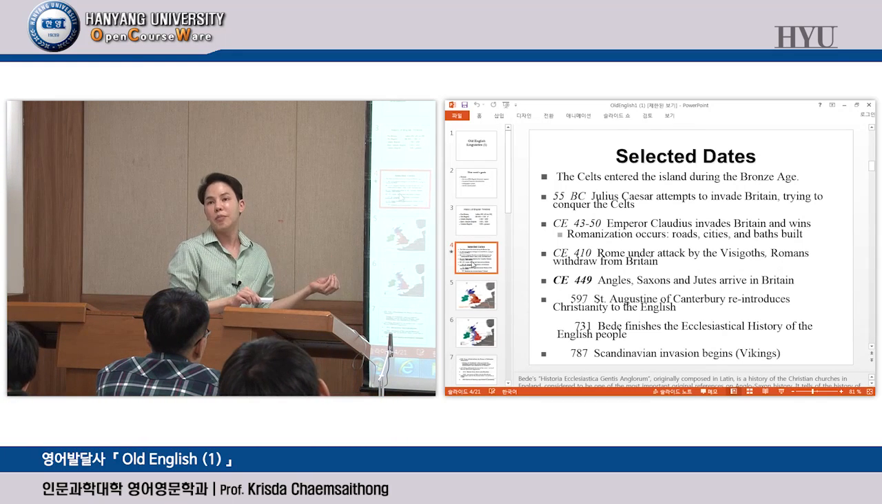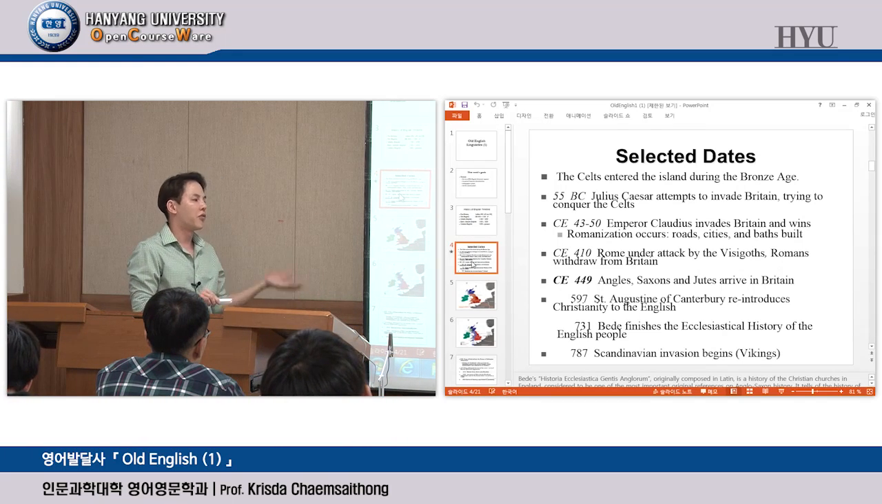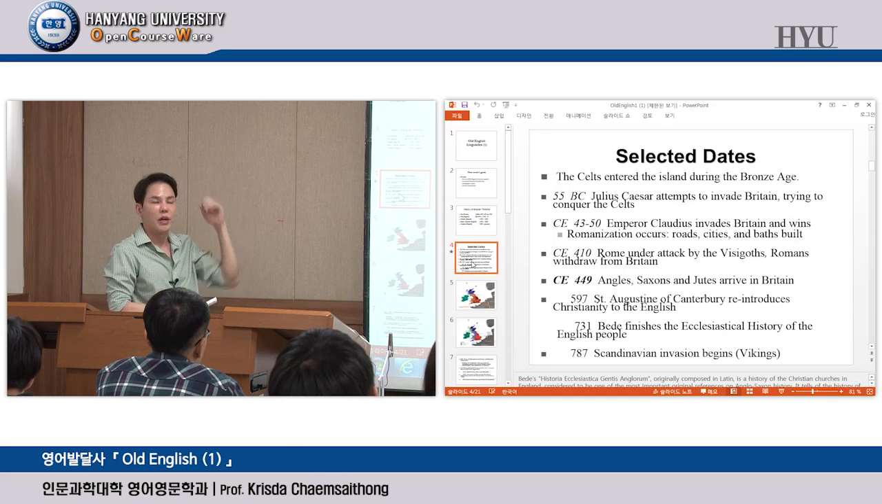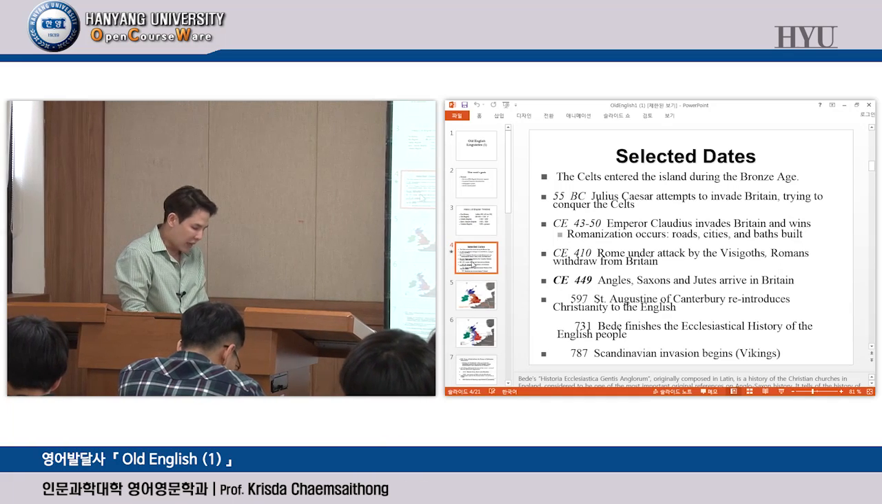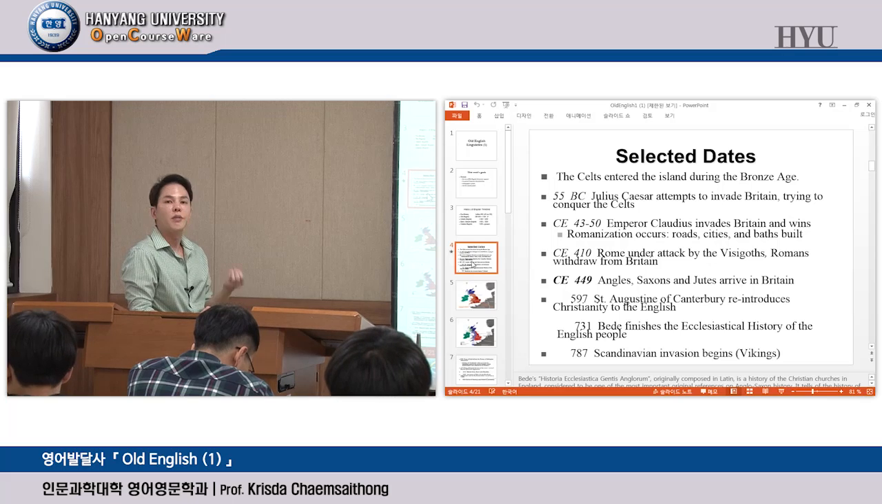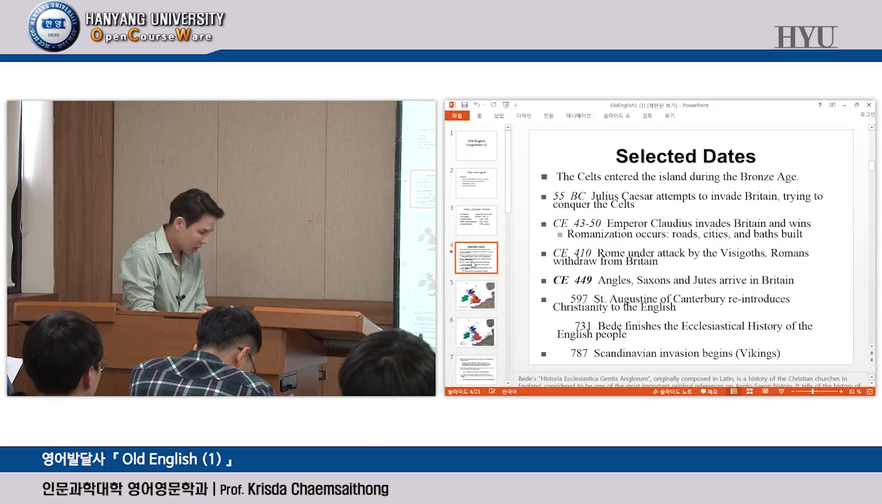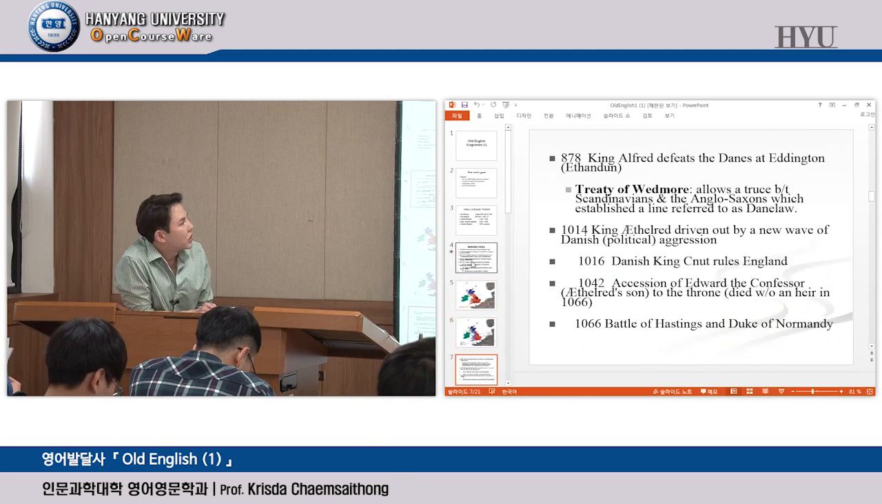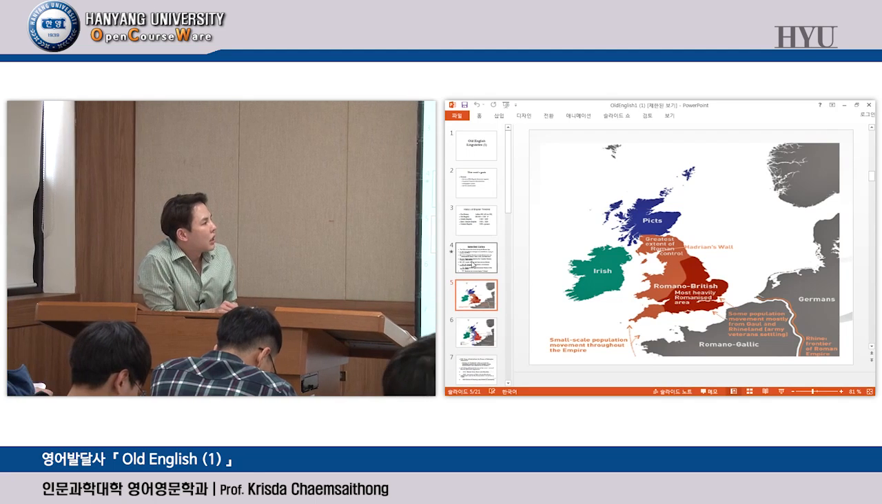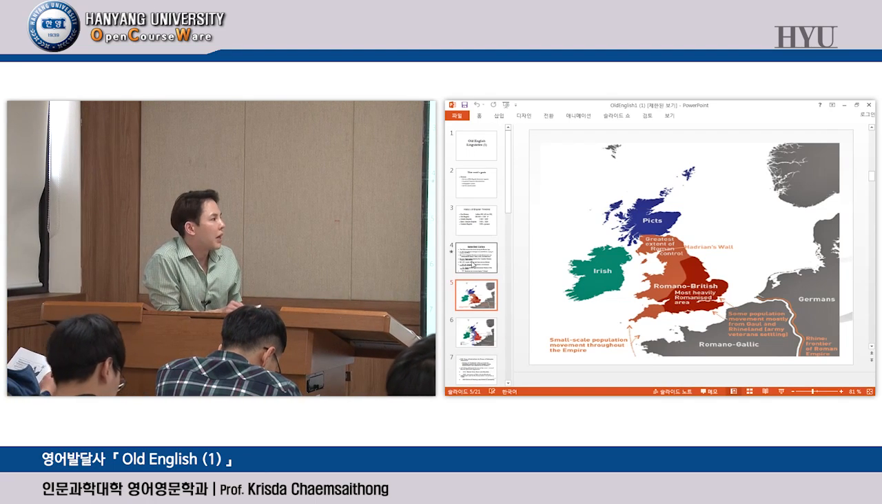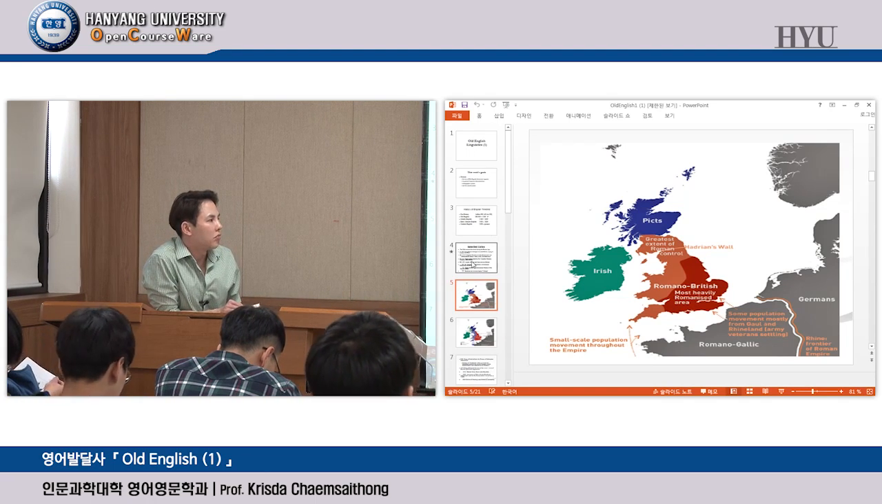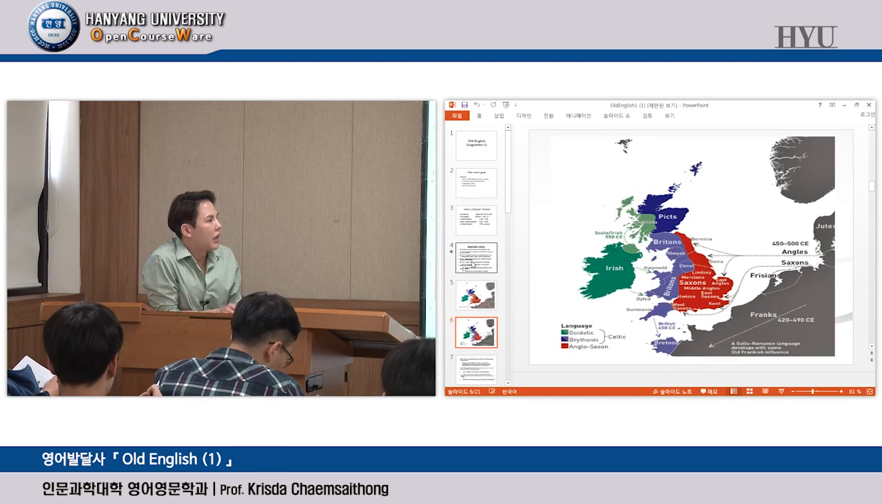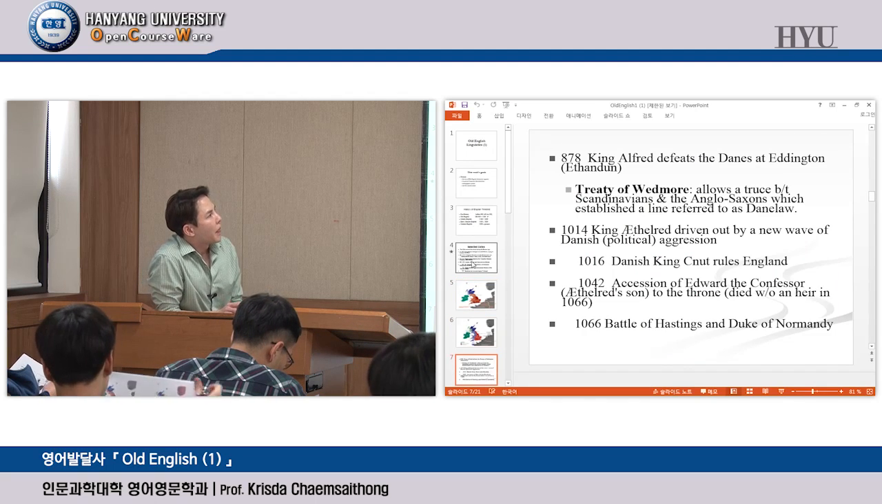And then around the 8th century, we have the Scandinavian invasion. We call them the Viking people, right? Viking people from the north, right? And that's when we have Scandinavian languages coming in, okay? So you saw this already. This is the Romano-British Empire, right? The red here, and then the Anglo-Saxon.